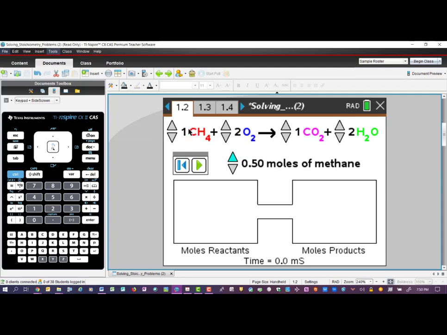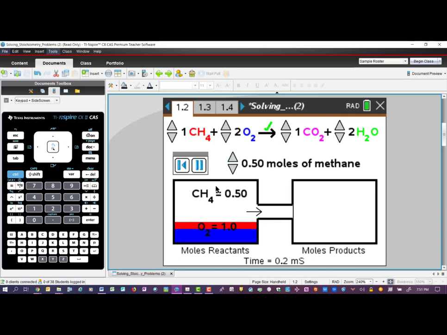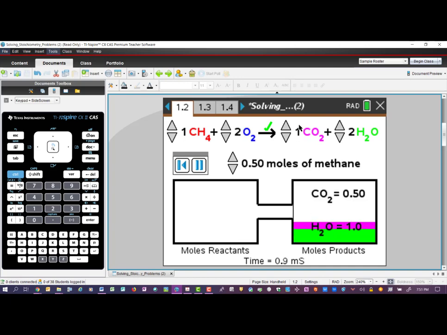that if I have half a mole of this, then I would have half of this, which would be 1, half of this, which would be 0.5, and half of this, which would be 1. So let's see if that's what happens. So 0.5 of this, 1 of that, which is half, will yield 0.5 of carbon dioxide, which is half, and then 1 mole of water, which is half.